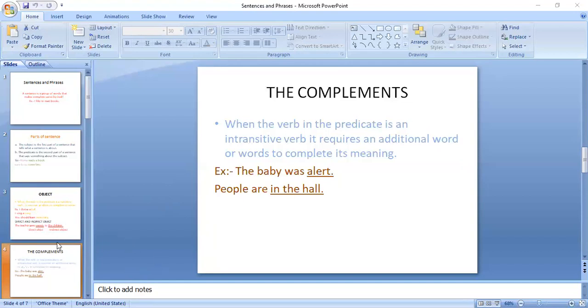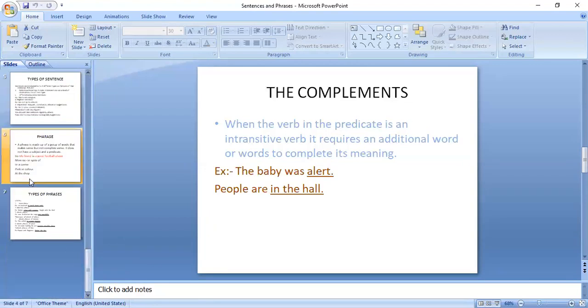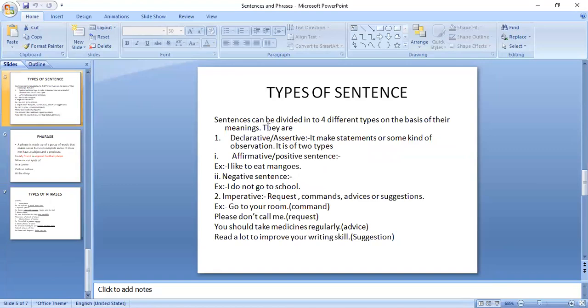Next, we will discuss the types of sentences. What are the types of sentences? Sentences are of four different types on the basis of their meaning. Which type of meaning is it giving us? What are they? Number one, declarative or assertive sentence, then negative sentence. Number two, imperative sentence.